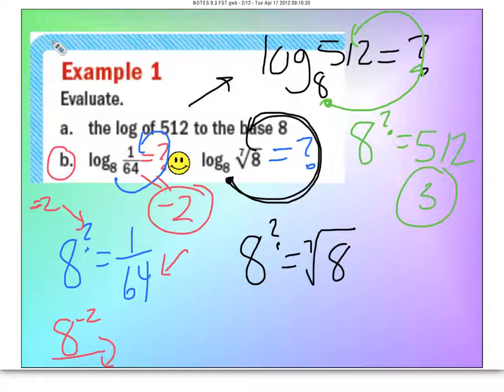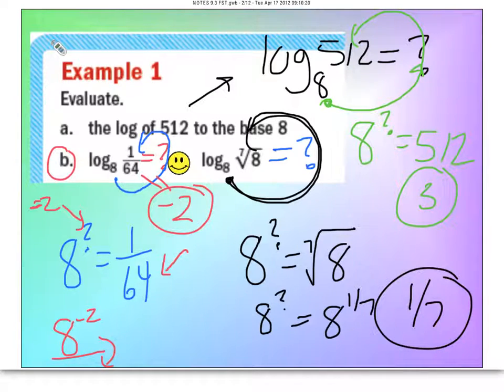Okay, they need to match up. Both sides need to look identical. So I'm going to take this radical and just make it look like an exponent. So 8 to some power is equal to 8 to the 1/7 power. Well, for these two sides to match, this question mark has to actually equal the number 1/7. So that's our answer.